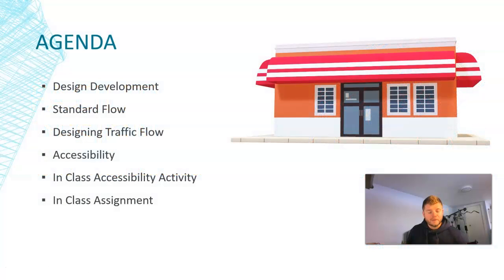So a couple things that we'll be talking about today is the design development. Last week we looked at the different steps of facility design and what you would need to be prepared for. Today we're going to do 2 of those steps. We'll look at design development, some of the standard flow of people, product, and employees, and we'll look at accessibility. And then we'll lead off with our first in-class assignment after this.